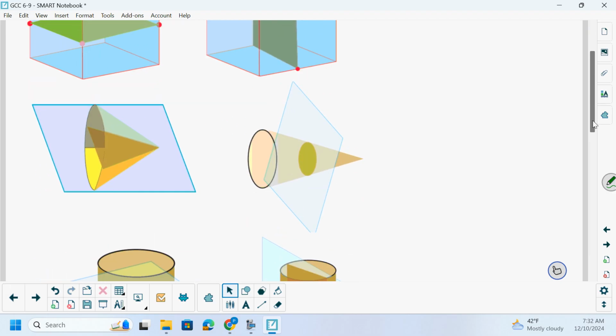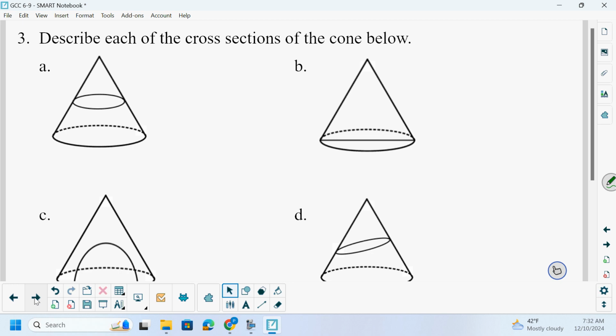So in our cones, notice if we slice it going through the point, that was a triangle, and if we slice it parallel to the base, that was a circle. So the first one there is our parallel to the base one, so we have a circle. And the second one here, we're slicing through the point, so that's a triangle.